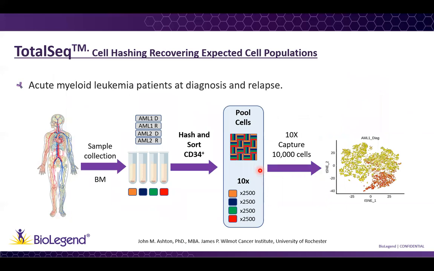So now let's look at an example. In this report from John Ashton, they worked with 2 acute myeloid leukemia patients. Bone marrow samples were collected at the moment of diagnosis and relapse. Once all samples were collected, the cells were hashed and sorted for CD34. Then the cells were pooled and 10,000 cells were loaded per well and sequencing was performed. In this UMAP plot, you can see the 4 different samples together.